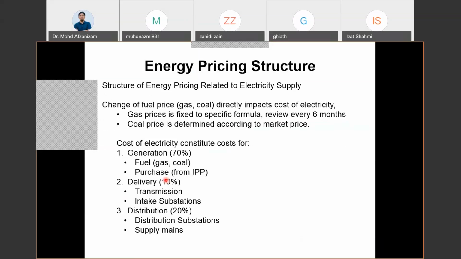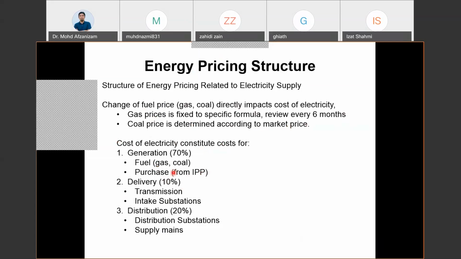Okay, so this is the portion of the expenditure for a certain process of electricity generation from the power plant to the consumer or grid. Firstly, a change of fuel price impacts the cost of electricity, with the price fixed specifically every 6 months. The price is determined according to market price. So we need to be careful on this.